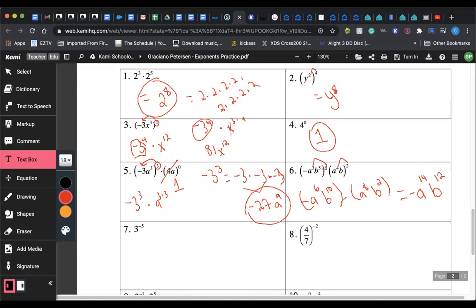Good. Make sure you keep your negative from your negative a. That negative has to carry over because a negative times a positive still gives me a negative. So it's negative a to the 14th. So we have to turn it to a positive now? No, no, keep it negative. Because it's a negative a times a positive a, which gives me a negative. But if it was 2 negative a's, it would change to positive. Yep. Okay.